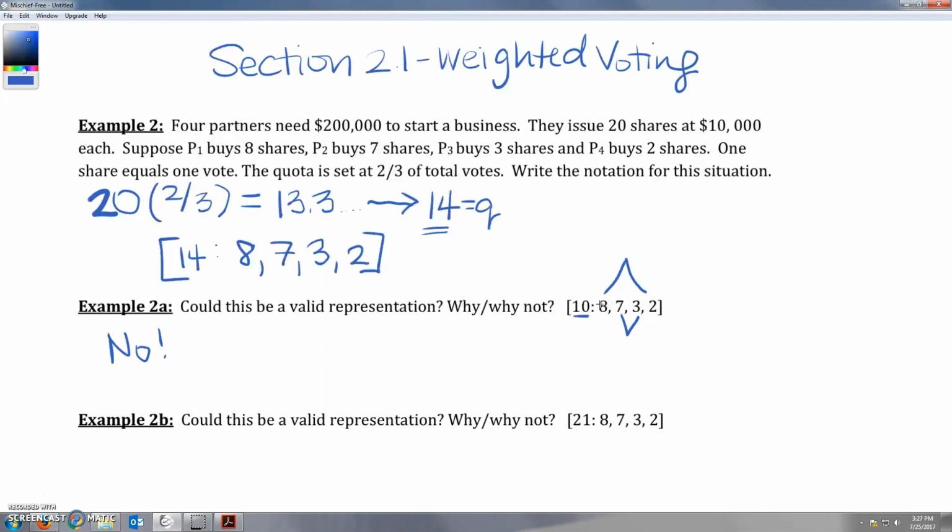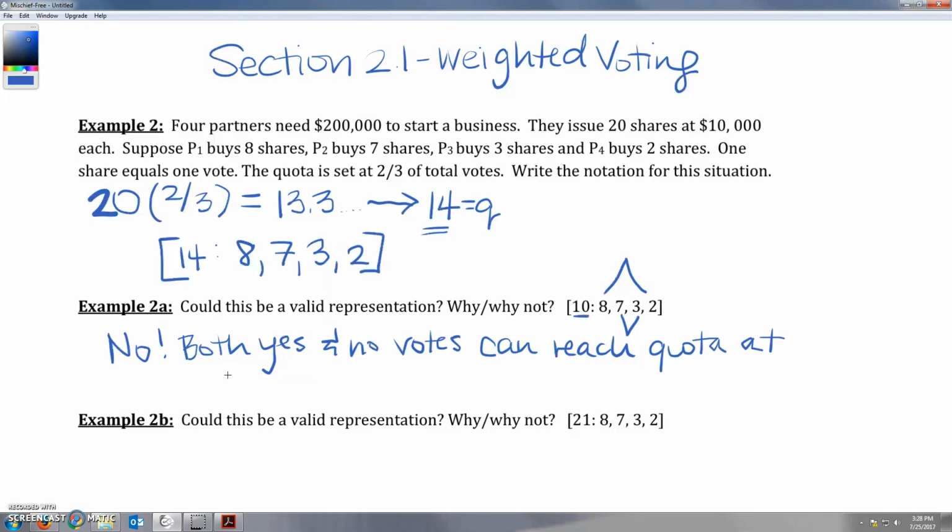Because, say the ones with 8 and 2 votes vote yes, and the other ones vote no. They can both reach the quota. So, both yes and no votes can reach the quota at the same time.